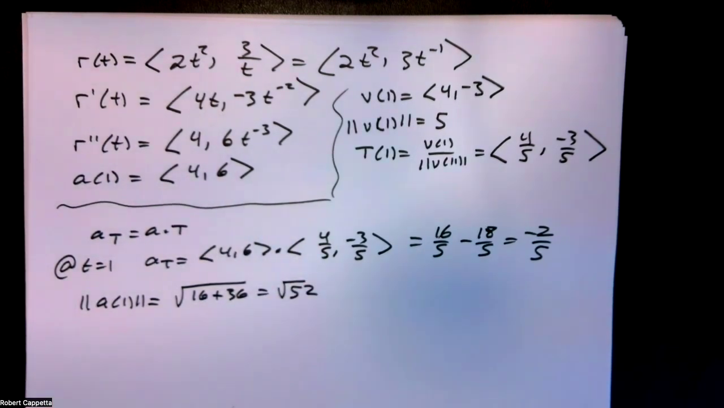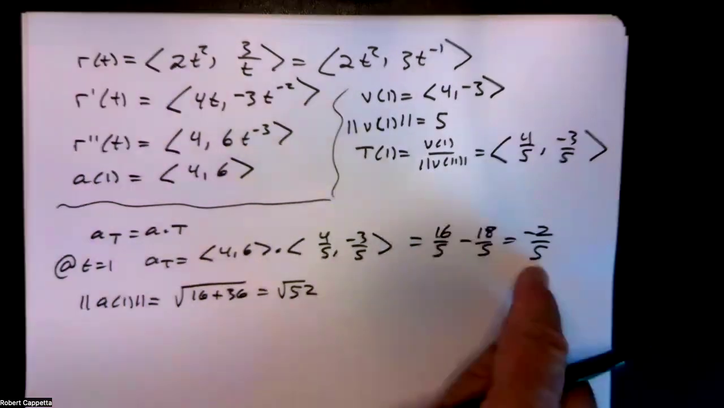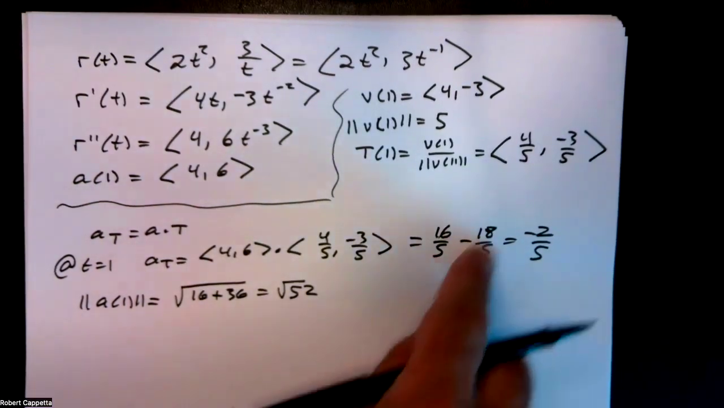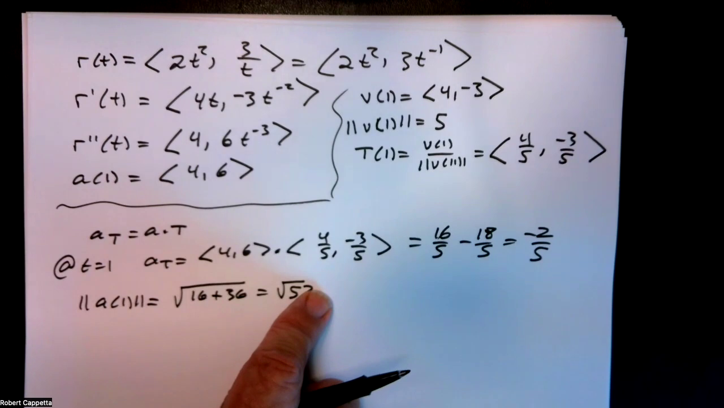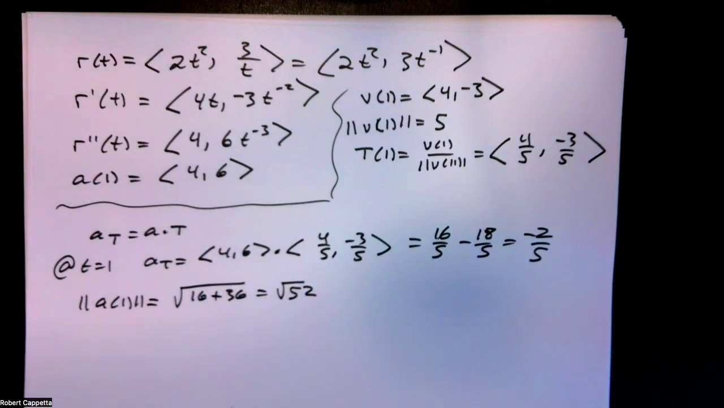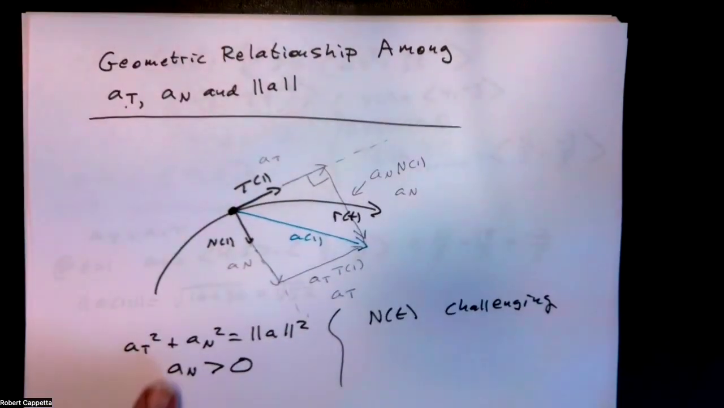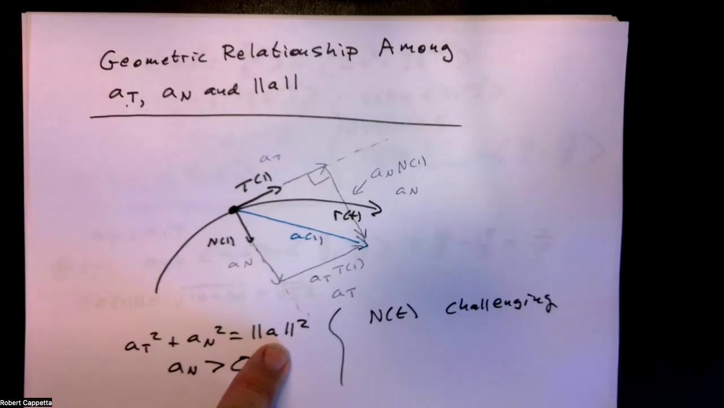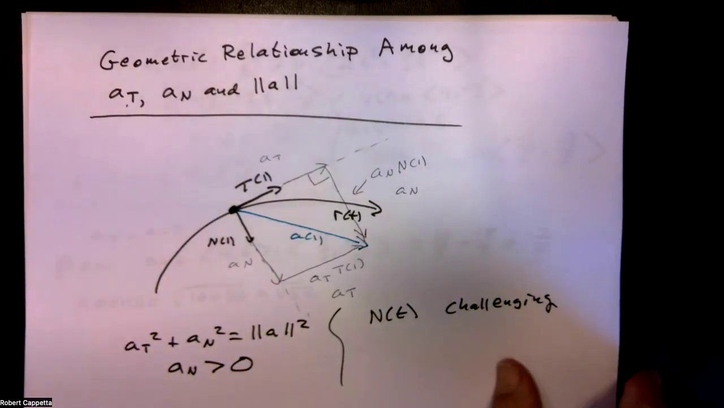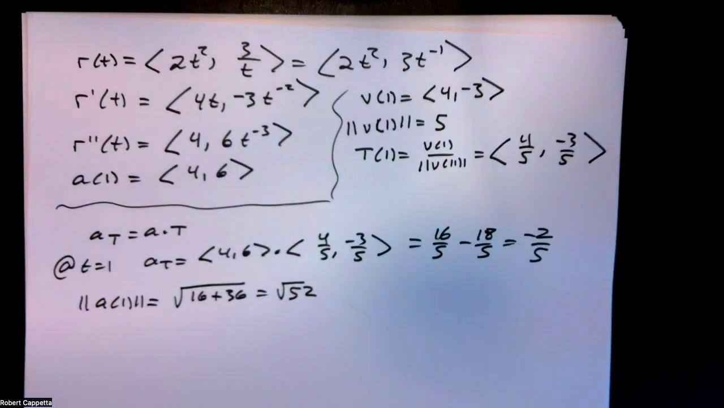That's root 52. So we know A sub t, we know T of 1, we know A of 1. Can we get A sub n? So here's where we use that Pythagorean thing that we just showed in the previous page. A sub t squared plus A sub n squared is magnitude of A squared. A sub n has got to be positive. So let's write that down.